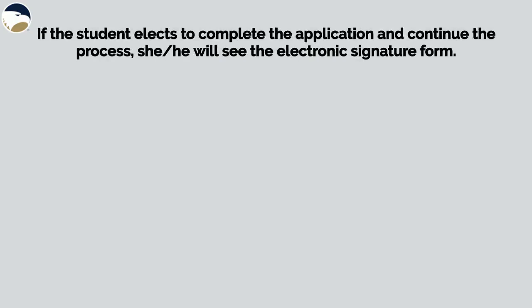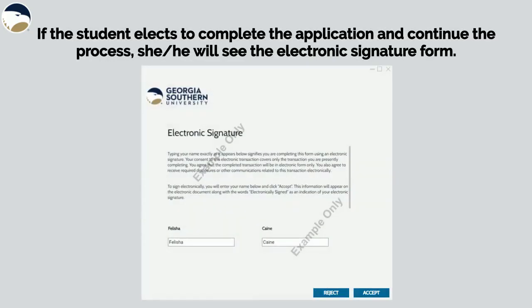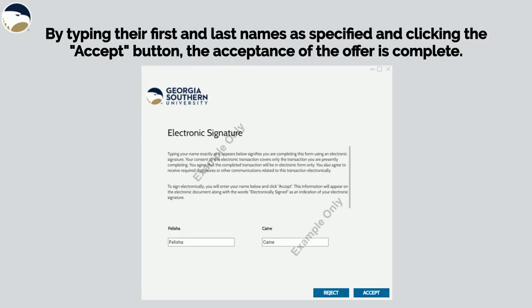If the student elects to continue the application process, she or he will need to sign the application. The electronic signature form provides a legally binding way to sign. The verbiage on this form is precise and, of course, students should always read the legal language to know what they are signing. This is the last chance they have to reject the offer. Once the electronic signature has been submitted, the application and its terms will become legally binding.